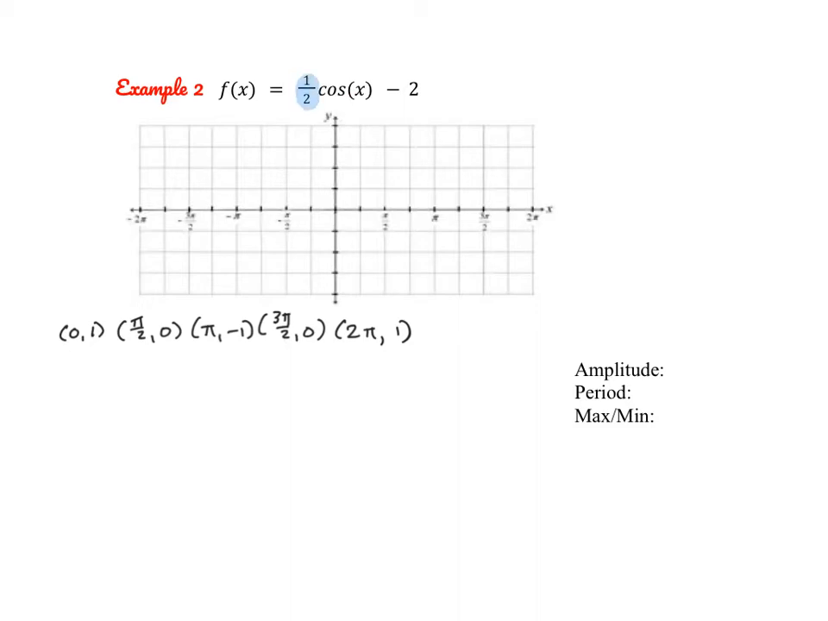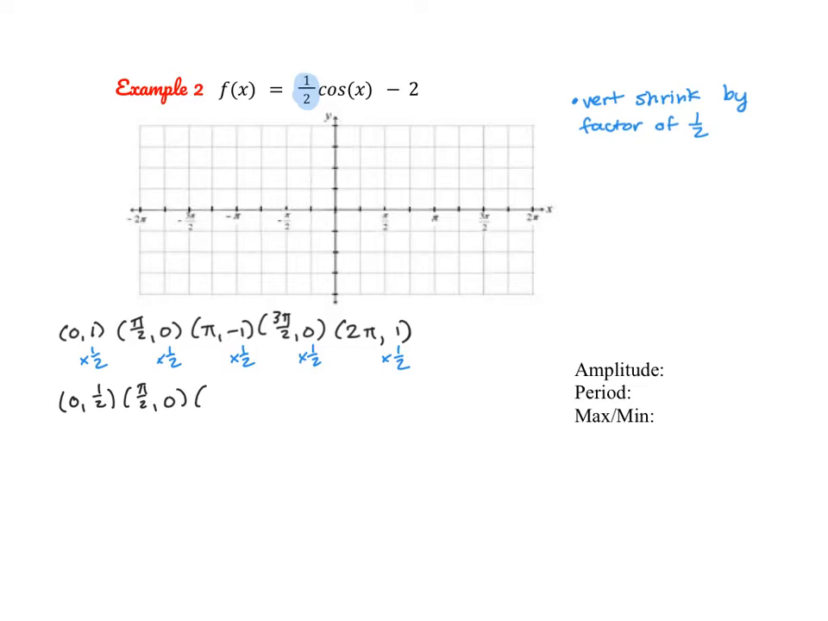The first one that I'm going to look at is the multiplication, that a value out front. So this is a vertical shrink because it's less than 1, by a factor of 1/2. So we can achieve that by multiplying all of our y values by 1/2. Again, just the y values because it's vertical. So let's see what that gives us. (0, 1/2), (pi over 2, 0), (pi, negative 1/2), (3 pi over 2, 0), and (2 pi, 1/2).